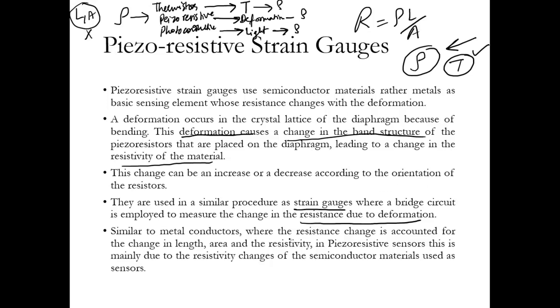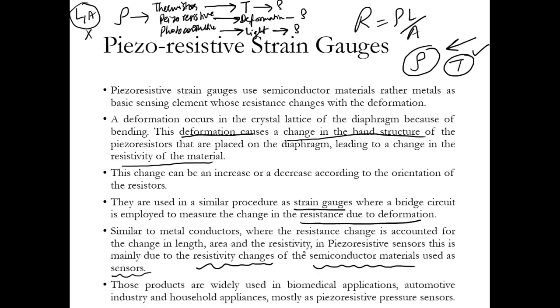Similar to metal conductors, whose resistance change is accounted for by the change in length, area, and resistivity, in piezoresistive sensors it is mainly due to the resistivity change of the semiconducting materials used as the basic elements of the sensors. They have wide applications in biomedical, automotive, and household appliances, mostly as piezoresistive pressure sensors.